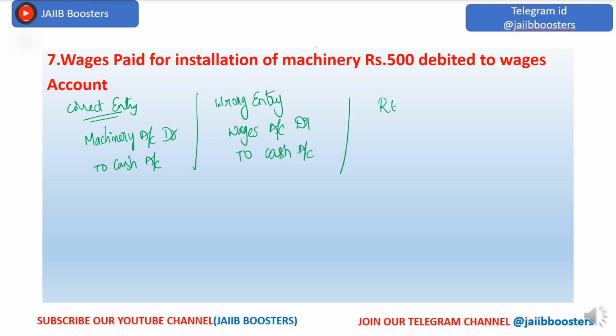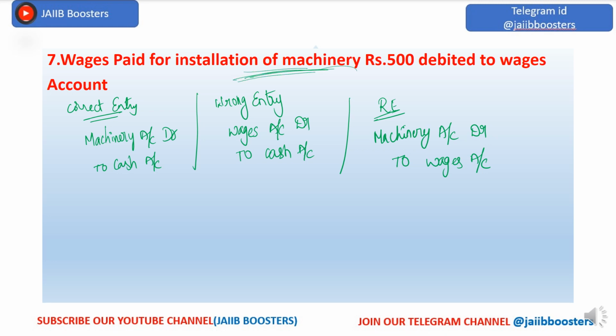So what is the rectification entry here? From machinery account to wages account. Okay, wages paid for installation of machinery. So the cause is installation of machinery.